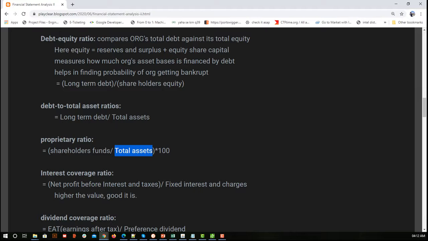Next we have interest coverage ratio. So it is nothing but net profit before interest and taxes by fixed interest and charges. So what this says is the company's ability to pay the interest on its outstanding debt. So here what we can say is out of the complete profit that we are generating, we are dividing that by our fixed interest and charges that we have to pay.